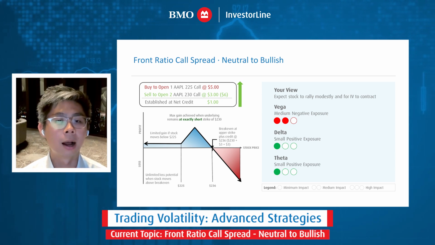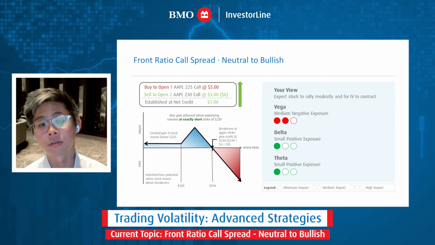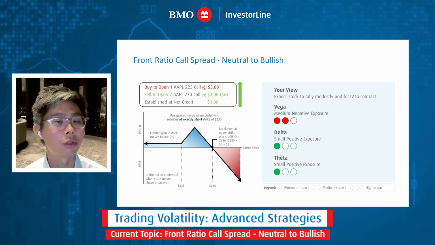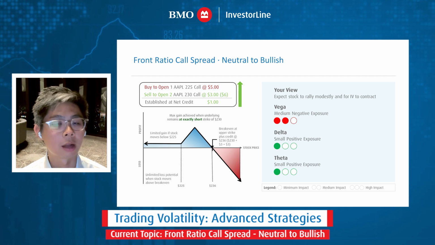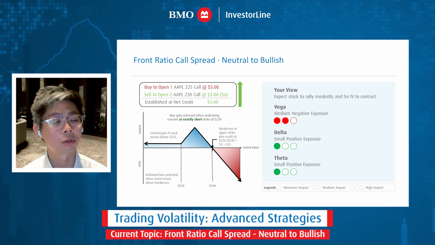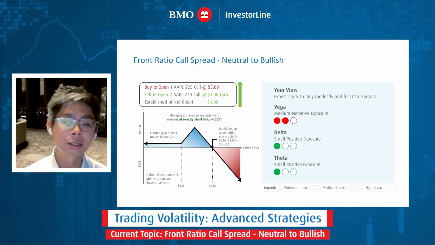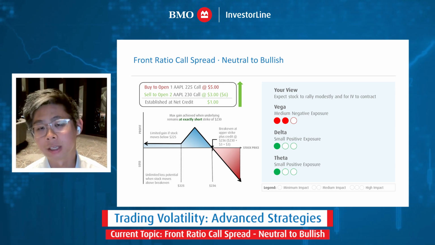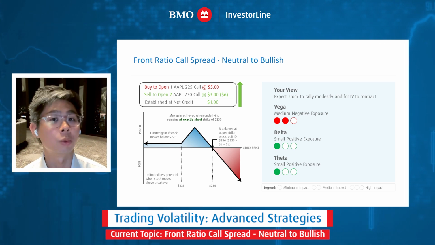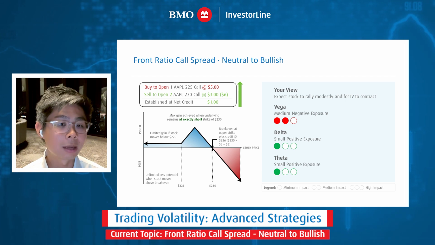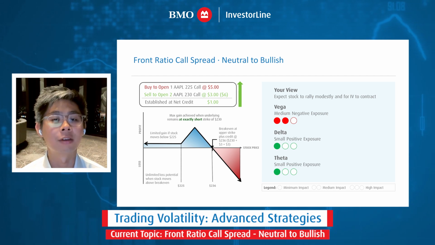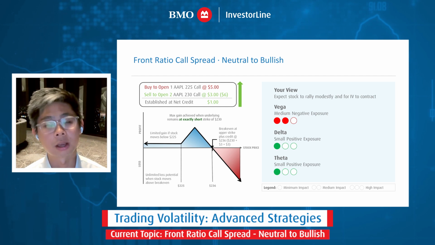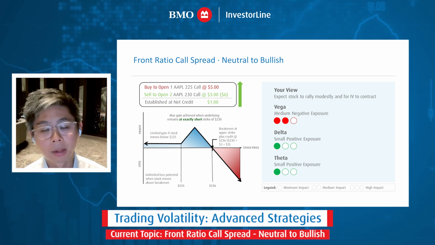And in this particular case, instead of just collecting $3 by selling one contract of the 230 call, if you sold two contracts of the 230 call, you're going to collect a total of $6, which brings this trade to a net credit as opposed to the net debit we've seen in the debit spread example that we used at first. And what that generally means is that you're going to have a negative Vega exposure as opposed to the positive Vega exposure that you had with the debit spread.